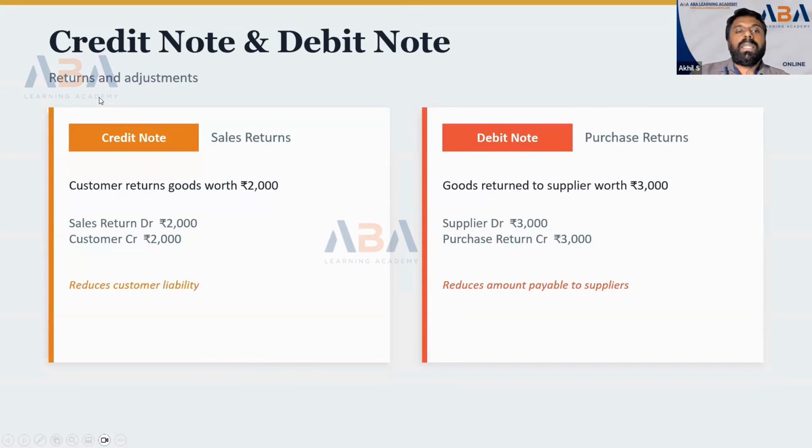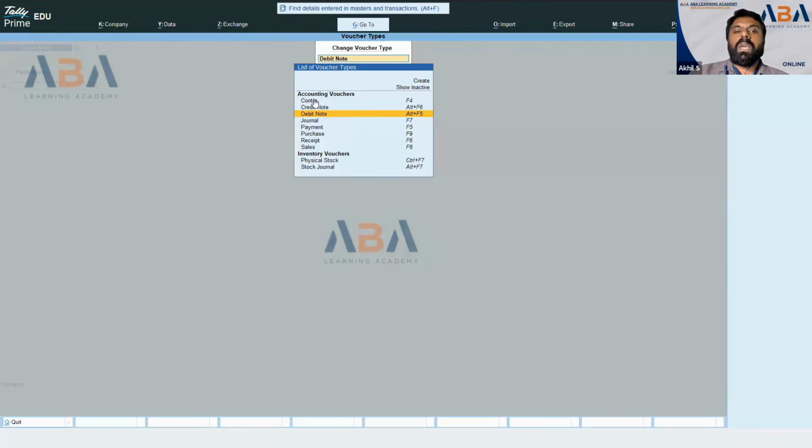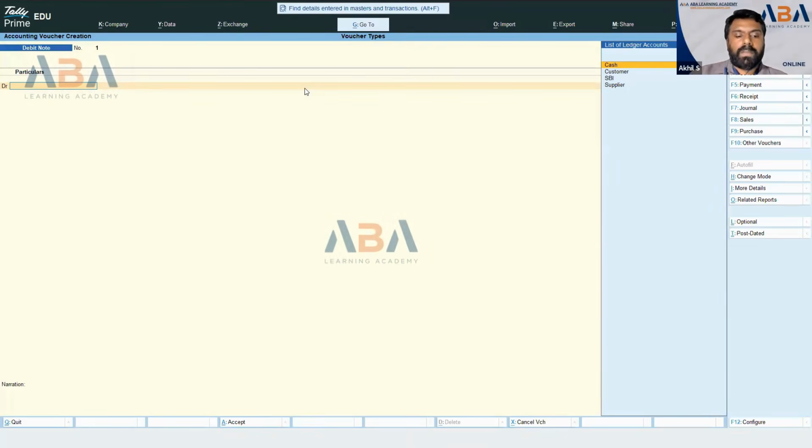So these are the 8 accounting vouchers that you can find in Tally Prime. Let's see here in the other vouchers. You can see contra, credit note, debit note, journal, payment, purchase, receipt, and sales. These are the 8 accounting vouchers that are available in Tally Prime. I hope this part is clear for accounting vouchers.